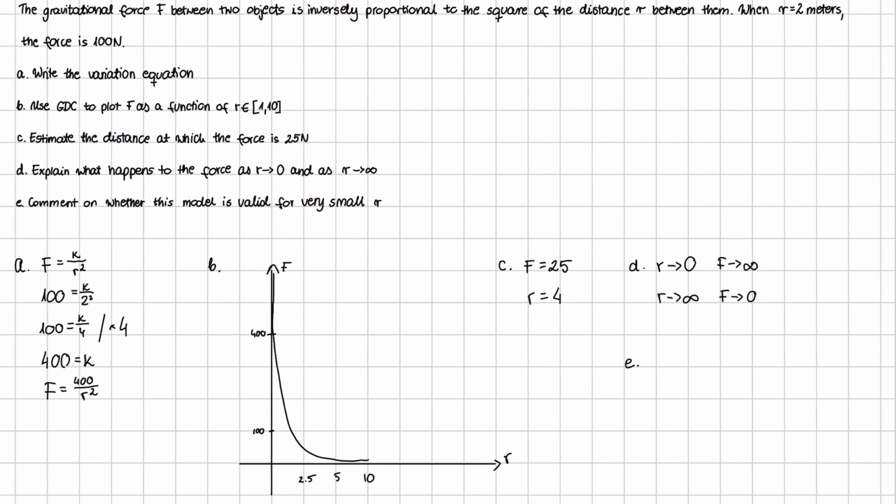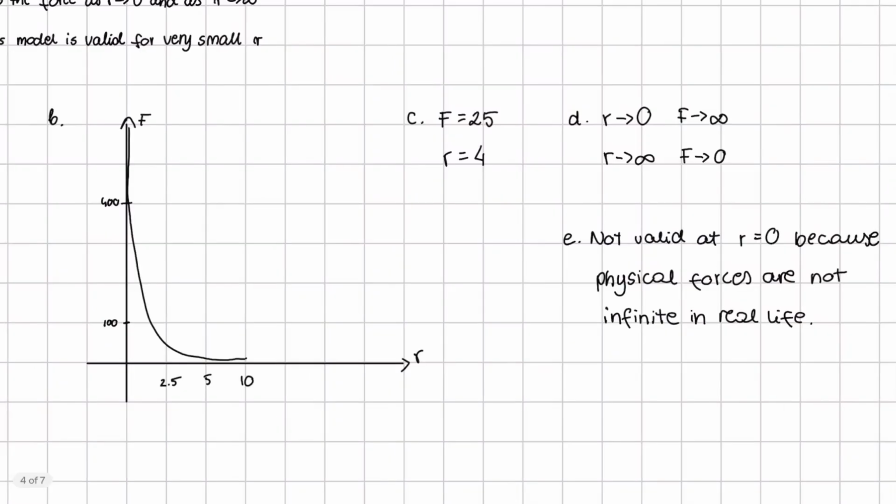And in E, we have to comment on whether this model is valid for very small r. So as you can see, very small r means that our force is very big. However, we have a limitation that it's not always valid for r close to 0, because physical forces in real life are not infinite. So it's not 100% valid. So our final answer can look like this.